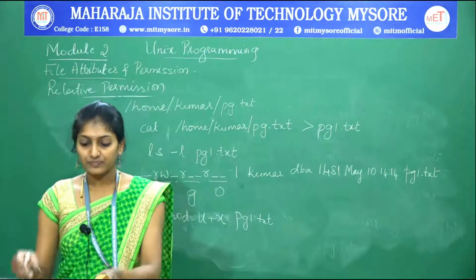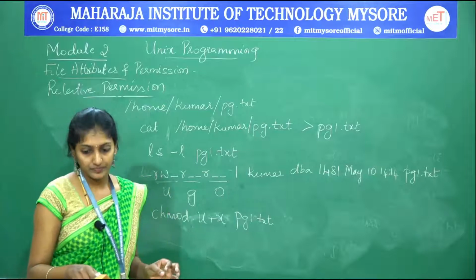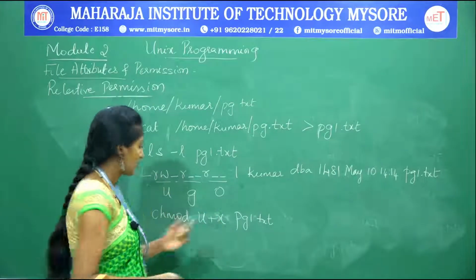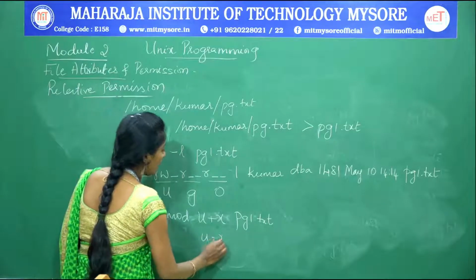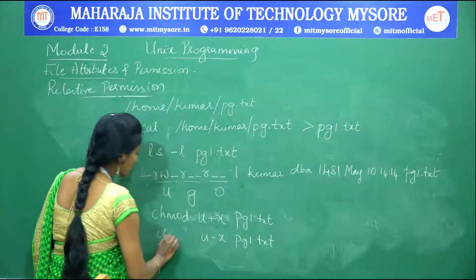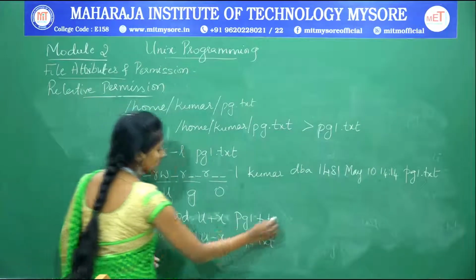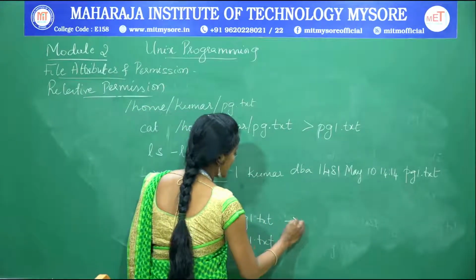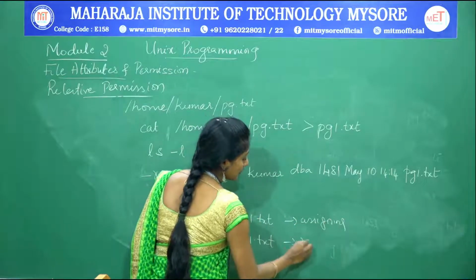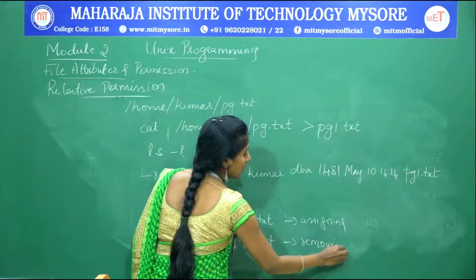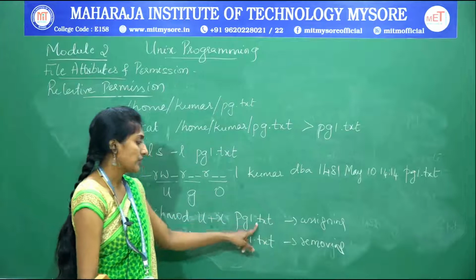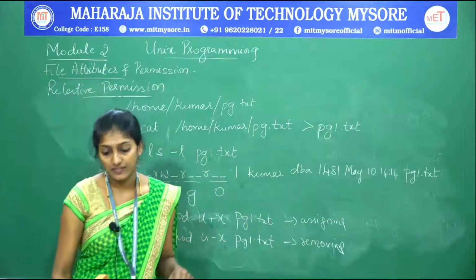So this expression is for assigning. Likewise, if you want to remove, chmod u-x pg1.text. So this is for assigning and this is for removing the file permission for the pg1.text file.